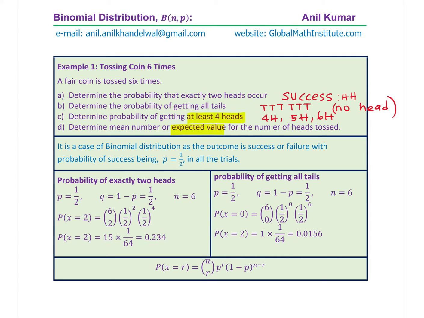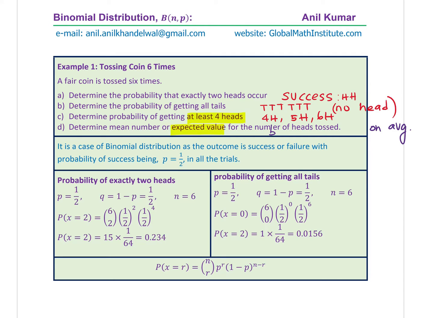So mean means on average: on average, in 6 trials, how many heads do you expect? That is the meaning of part D. I hope this is very clear. Now, let's see how to solve such a question. First, you have to check whether it is a binomial distribution or not. It is a case of binomial distribution as the outcome is success or failure.